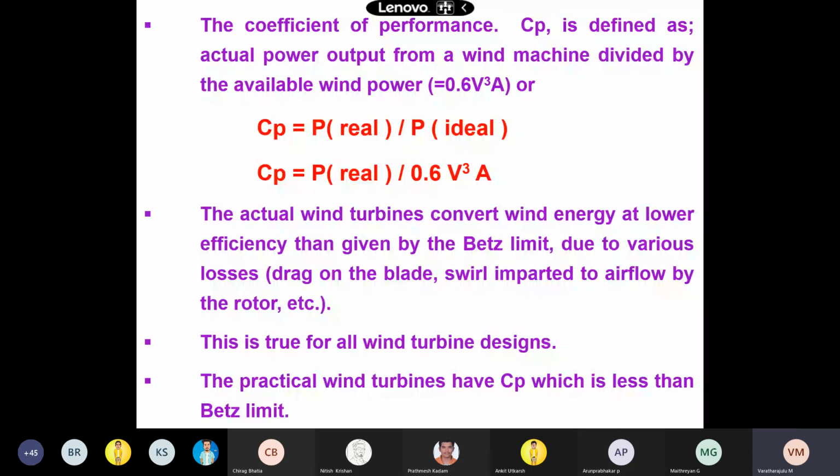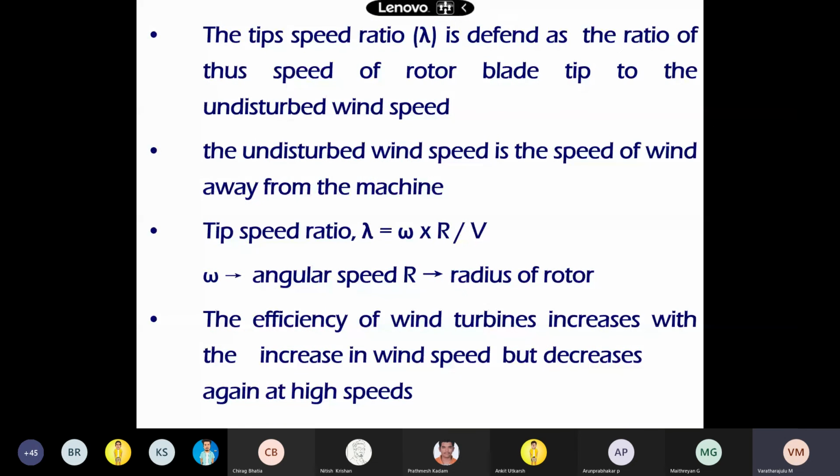Betz limit. And the tip speed ratio, lambda, is defined as the ratio of the speed of the rotor blade tip to the undisturbed wind speed, and undisturbed wind speed is the speed of wind away from the machine. The tip speed ratio can be calculated with the aid of angular speed, the multiplication of angular speed and the radius of the rotor, divided by the velocity.